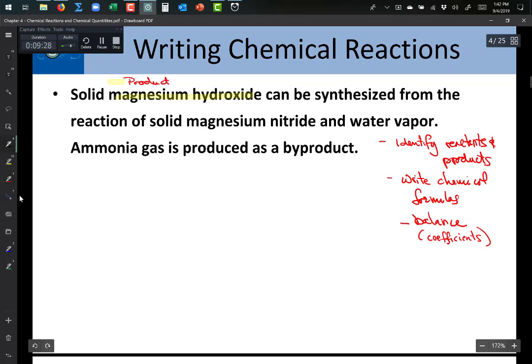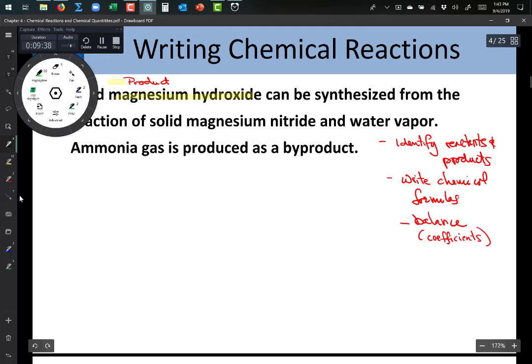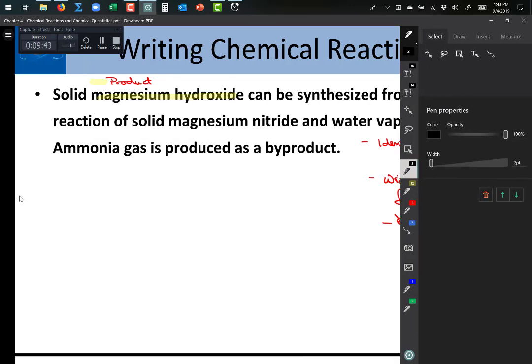This is a black highlighter? What's this? This is just a black pen. I thought I had another highlighter in here, but maybe I don't. Okay, I can make another highlighter real quick. Oh, actually, you know what I'll do? I won't make another one right now.